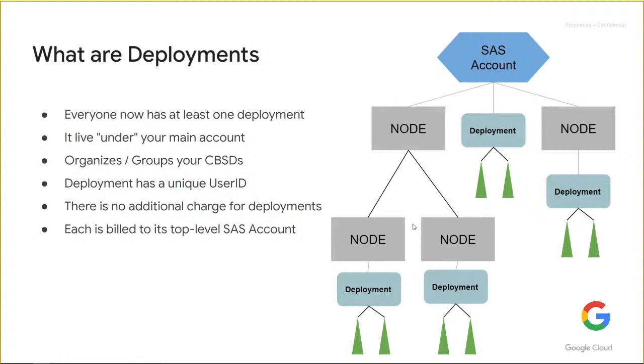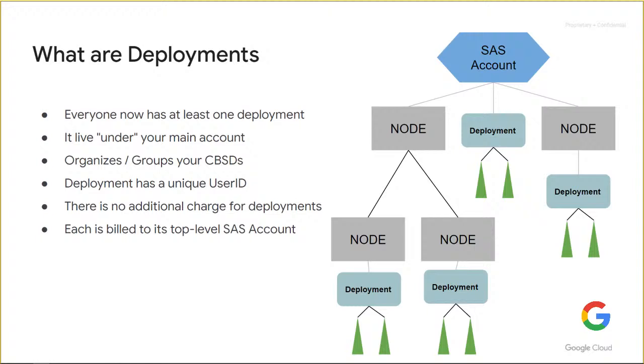We can even get more complicated if you want to, because you can have nodes inside nodes. And for some of our customers, they really like to organize things into groups, and so they have multiple nodes. So here we have multiple deployments, each deployment inside a node, those nodes inside another node, but everything living under the SAS account. So this is how you can use deployments, and nodes of course, to group your CBSDs.